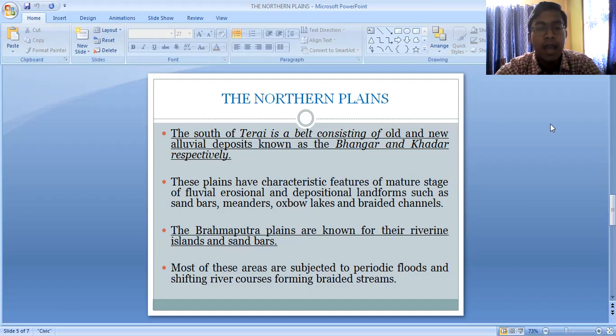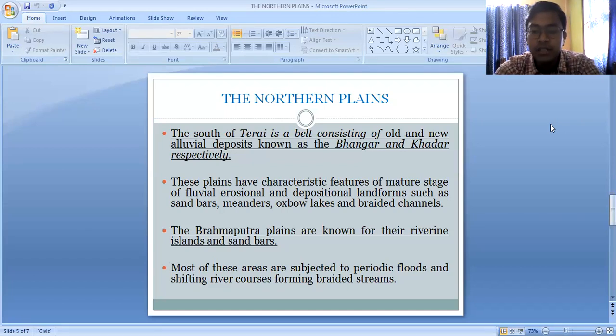It became old and it came to be known as the Bhangar. And in this Bhangar belt, the soil is not so much fertile. Here, the soil is coarse in nature, where we can find the pebbles, that is the conker-like formation. Small pebbles are there, and the soil is not so much suitable for doing agriculture.